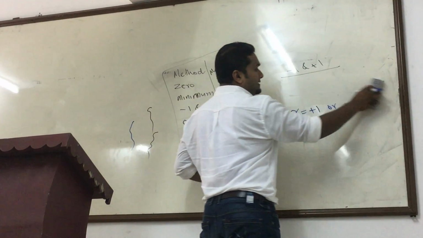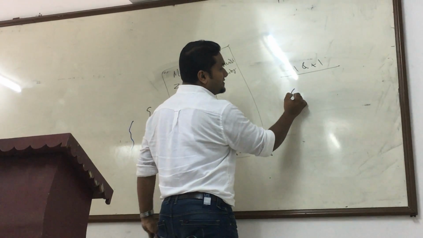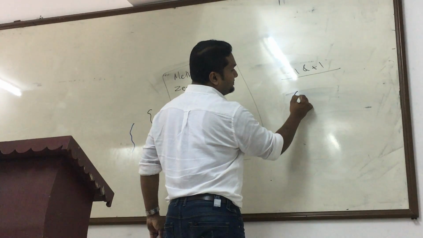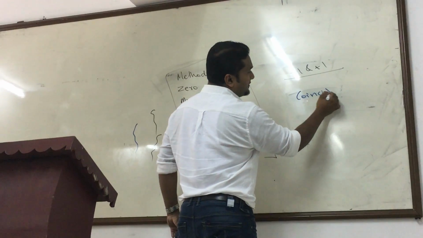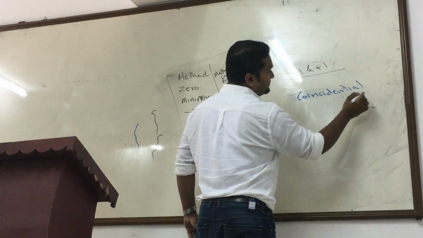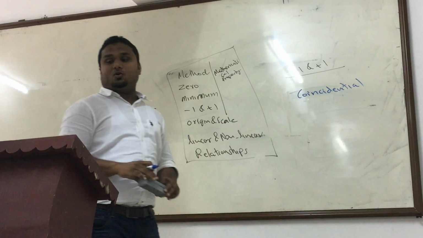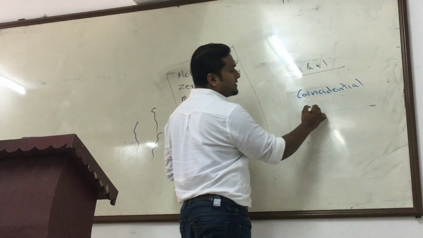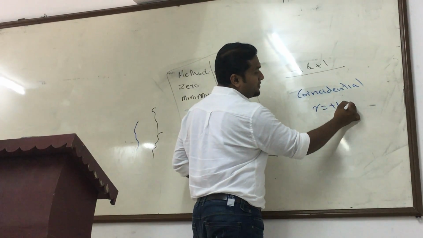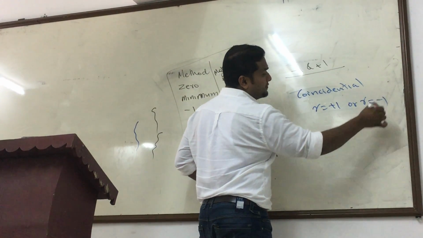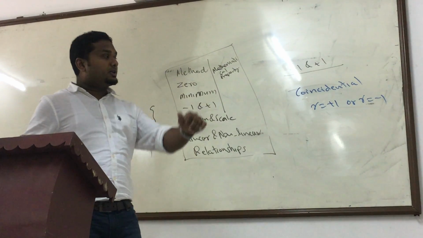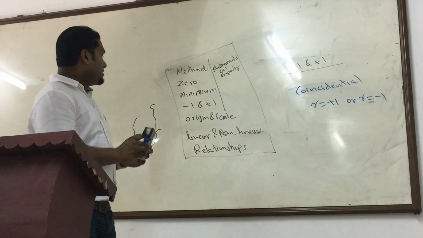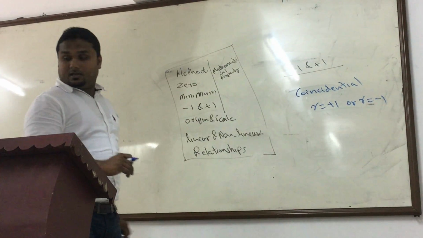Next. The two regression lines are coincidental when R is equal to plus 1 or R is equal to minus 1. Are you okay?